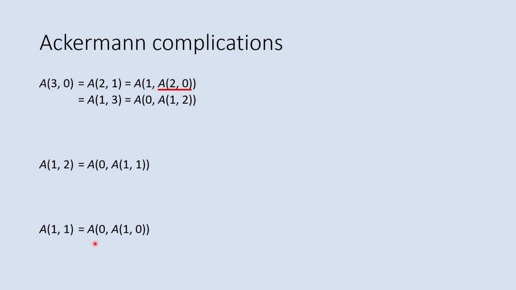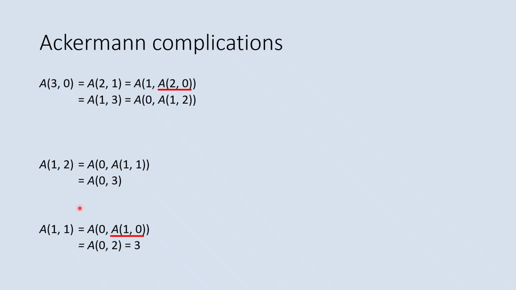A of 1, 1. Apply the third rule. And we see something that we've already calculated. We have the memoization process to our advantage again. And so that value is 2, and A of 1, 1 becomes 3. All right, so now we know that A of 1, 1 is 3.